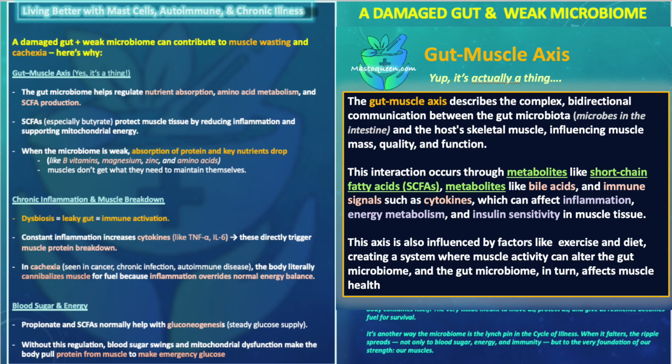This axis is also influenced by factors like exercise and diet, creating a system where muscle activity can alter the gut microbiome, and the gut microbiome in turn affects your muscle health. So there is a very strong bidirectional feedback loop here between your gut microbiome and your muscles. Healthy gut, healthy muscles. Unhealthy gut, unhealthy muscles.